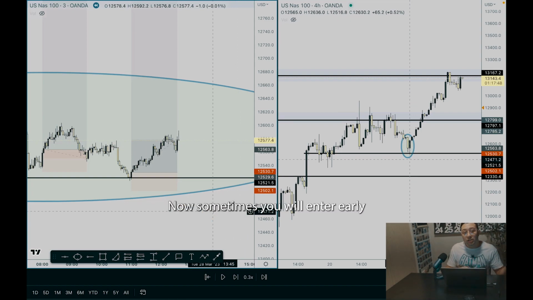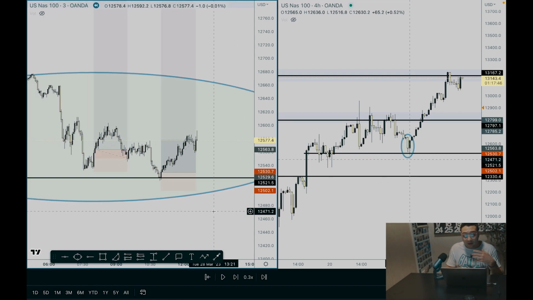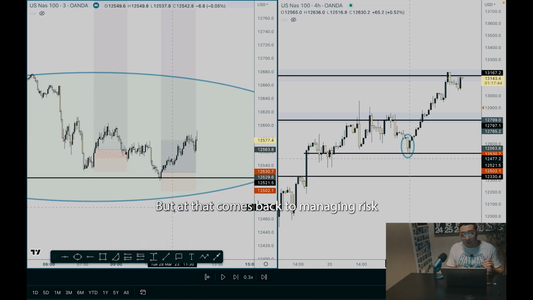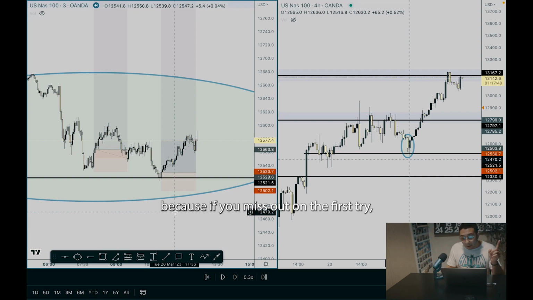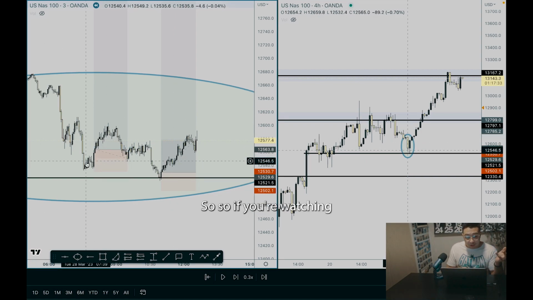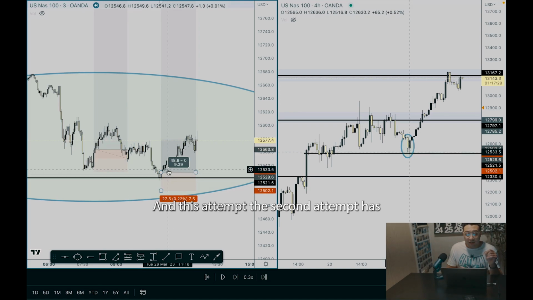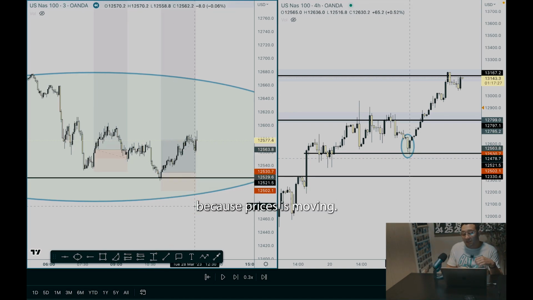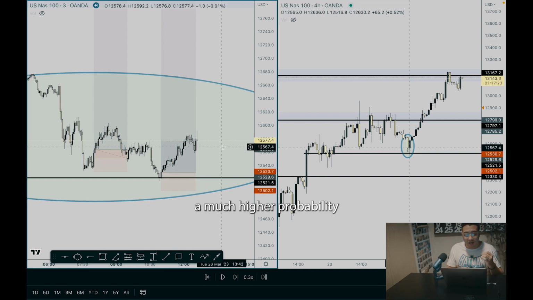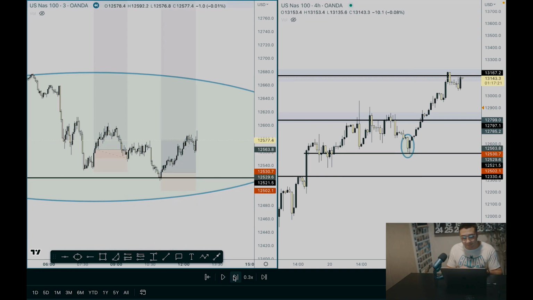Now sometimes you will enter early because you're going to see the trade setup and you're going to execute as you should. But that comes back to managing risk and trade management. Because if you miss out on the first try, remember, sometimes certain trade setups take 2 or 3 attempts to catch. So, say if you're watching this and you got taken out on that one, this second attempt has a higher probability of working because price is moving as you had analyzed. Now you have a much higher probability of this working in your favor.